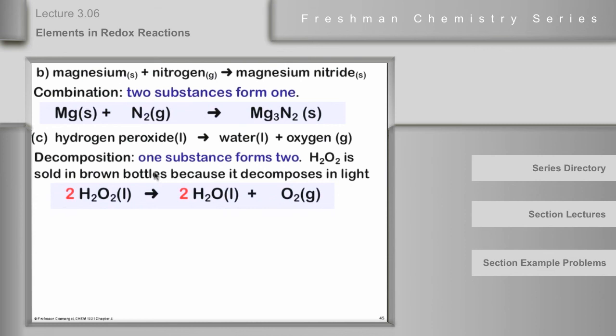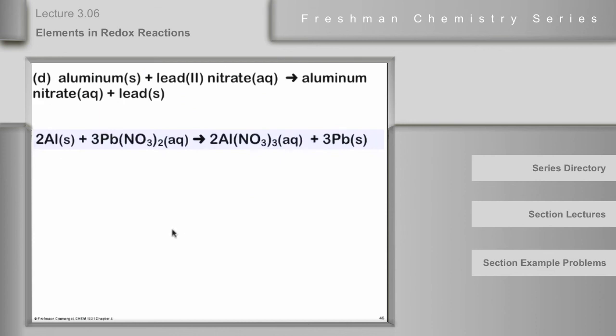Now, I noticed that Crest, the toothpaste company, is selling a hydrogen peroxide rinse for brightening your teeth. And they don't put it in a brown bottle, but they do put it in a completely opaque white bottle. After I used it all, I held it up and looked in there, and it's very dark. So evidently it doesn't have to be a brown bottle. A white bottle will do, provided that it's completely opaque. The decomposition is one substance produces two.